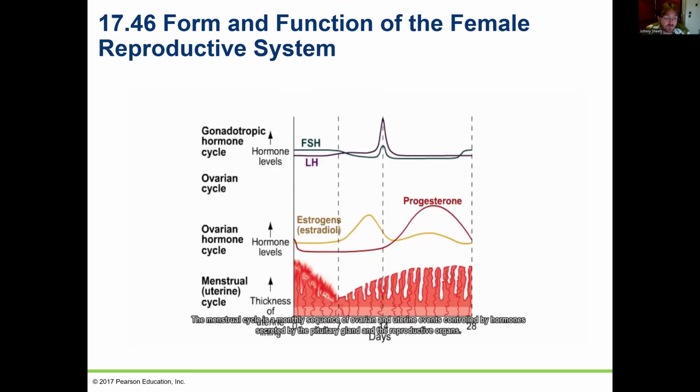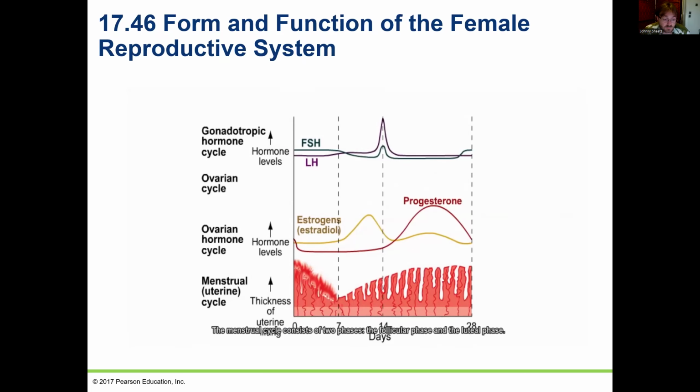The menstrual cycle is a monthly sequence of ovarian and uterine events controlled by hormones secreted by the pituitary gland and the reproductive organs. The average cycle length is 28 days. During each cycle, an ovary releases an oocyte and the uterus is prepared for embryo implantation. If fertilization does not occur, a new menstrual cycle begins.